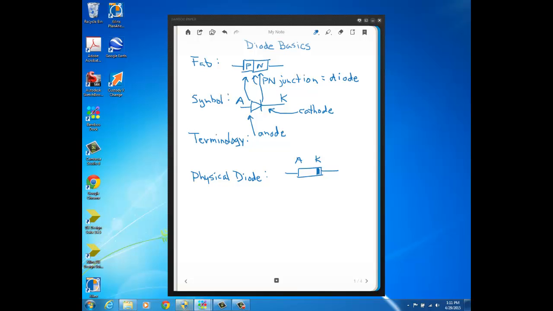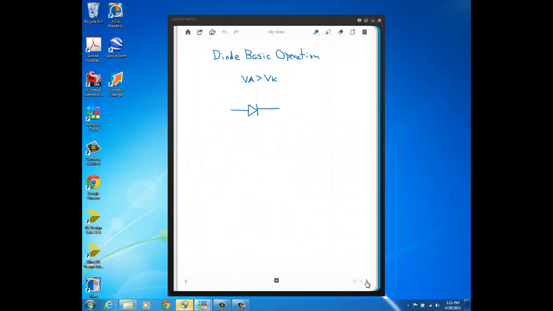Now, let's go over the basic operation of a diode. So, let's say we have a diode and it's part of some circuit. I'm not showing the entire circuit here, it's just focusing on the diode that's part of a circuit. Remember, this is the anode side, this is the cathode side. If when in that circuit, the voltage on the anode side of the diode is greater than the voltage on the cathode side, current will flow through the diode.